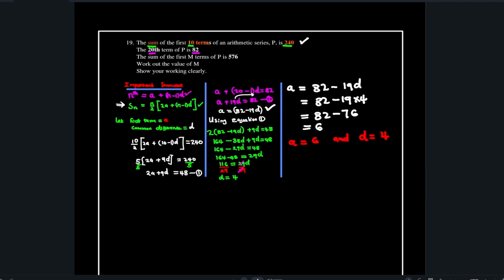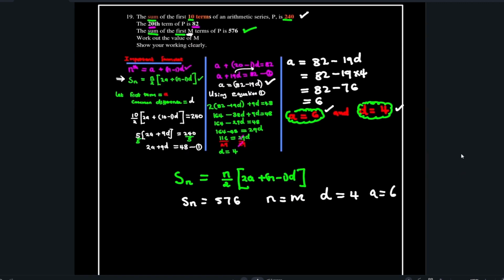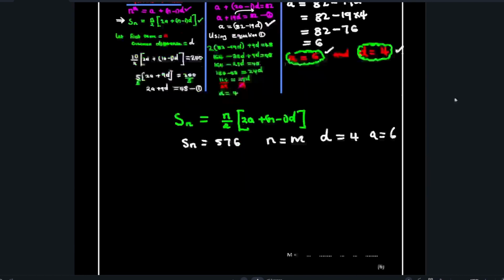Now to find the sum. We are told the sum of the first m terms is 576. So we're supposed to find m. How do we find the sum, by the way? The sum is usually given by that general equation, and the number of terms is actually m. So our sum is 576, our n in this case is m, d is 4 and our a is 6.